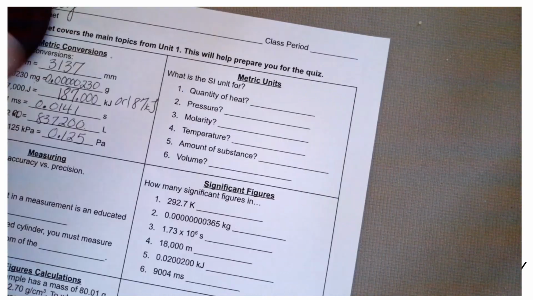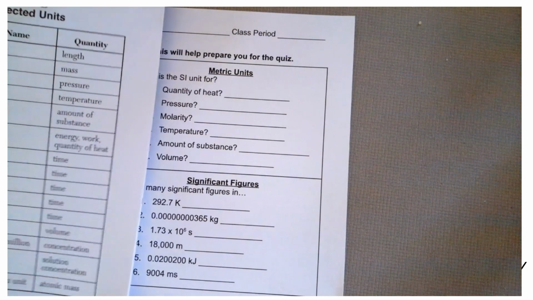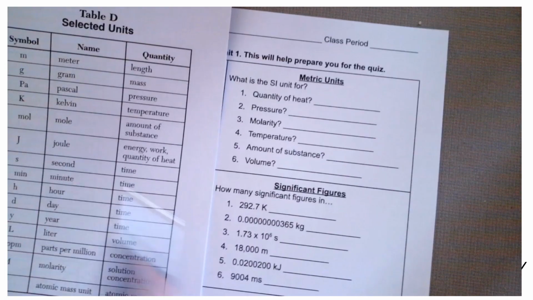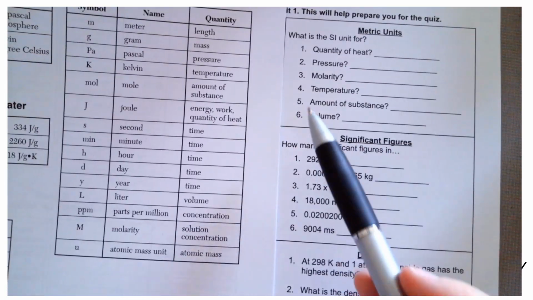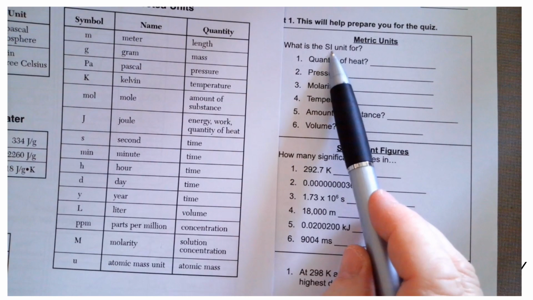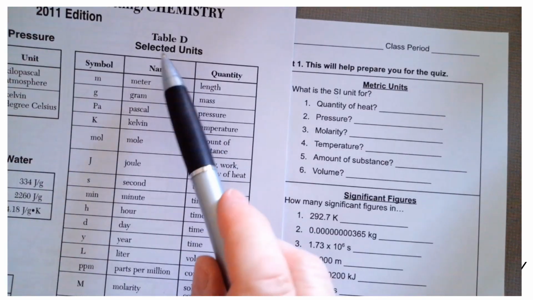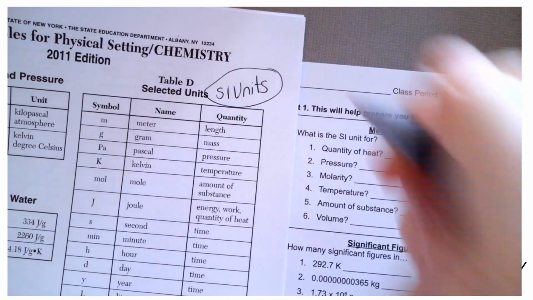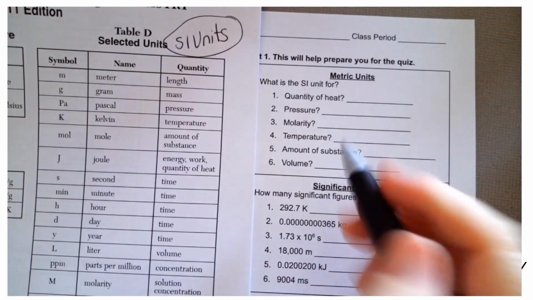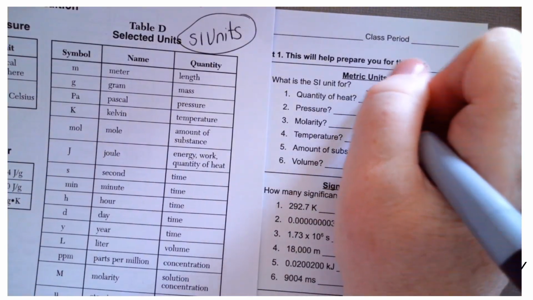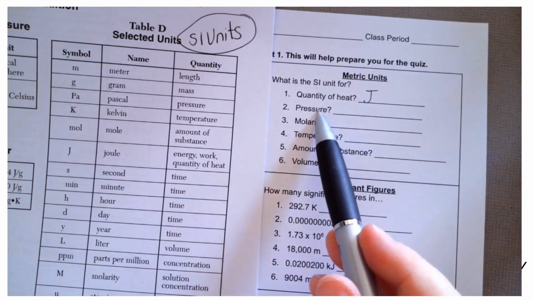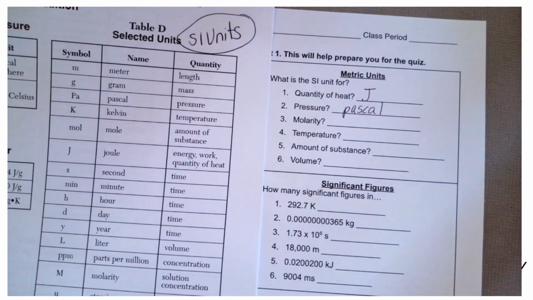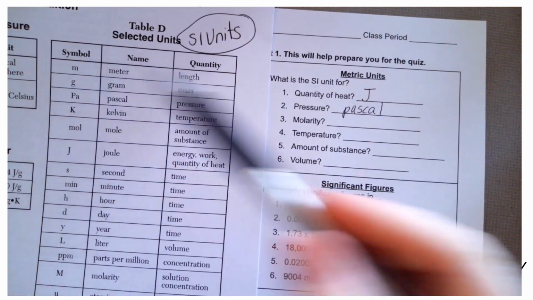Okay, my next section that we're looking at right here is metric units. This is easy peasy. It's just using table D. So I need to just look at table D, and then I should be able to answer these questions. So what is the SI unit? That stands for the international system, and it's going to be this. So if you want to make a note next to this, when we're talking about SI units, we're talking about what's here. Okay, so quantity of heat. I can write J or the word joule. Pressure, Pascal. So I'm going to kind of alternate between either writing the word, the name, or the symbol.